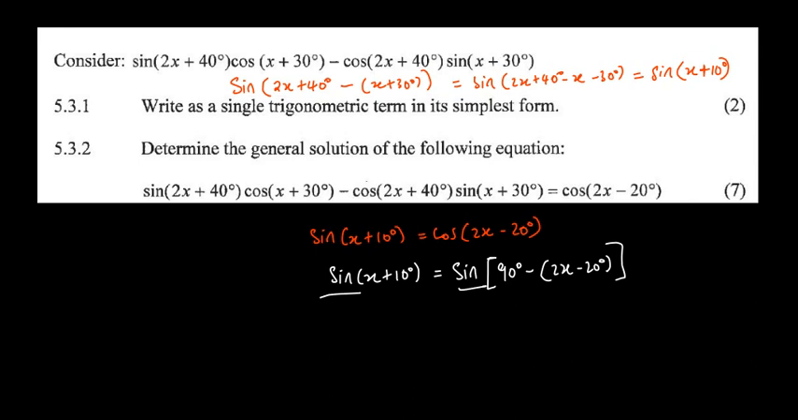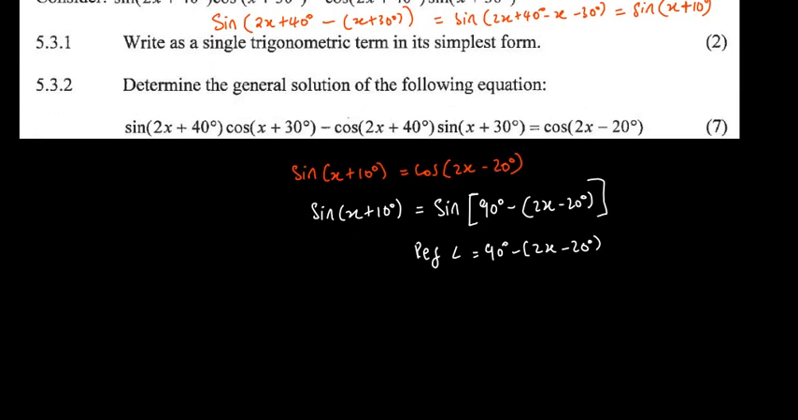You then say my reference angle will be equal to 90 degrees minus (2x minus 20 degrees). So meaning you're going to take what is inside as your reference angle. And then simply you can say you have 90 degrees minus 2x plus 20 degrees, which means you have 110 degrees minus 2x is the reference angle.